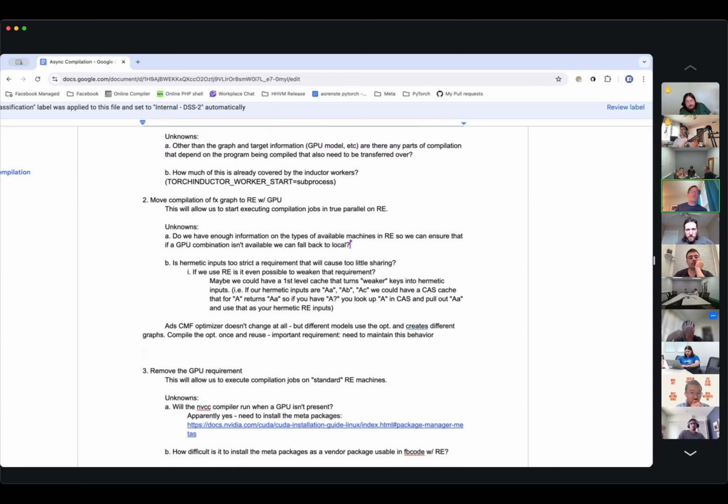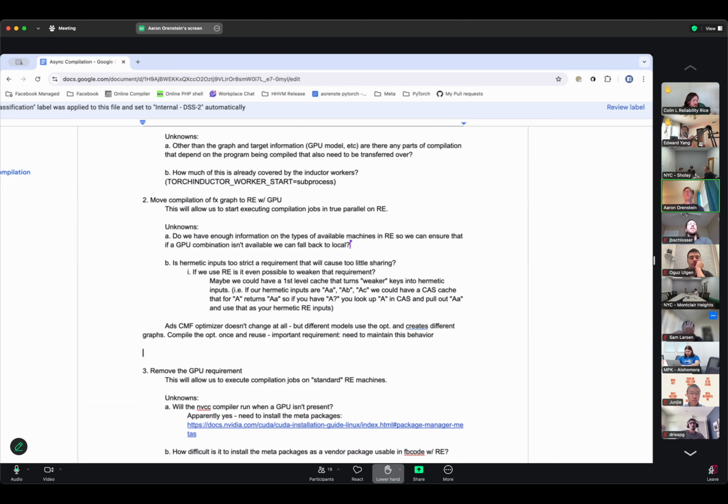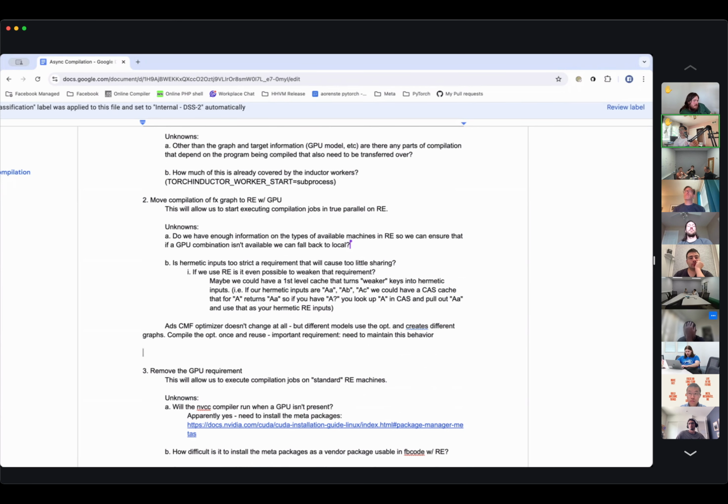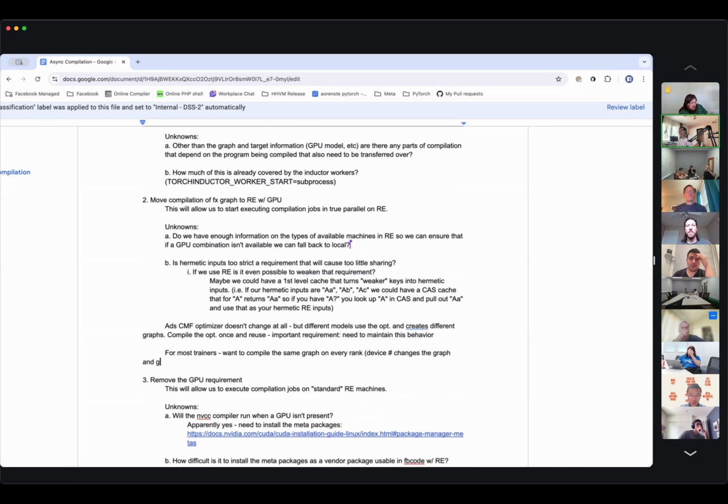Yeah. I actually have an even more basic thing I want to point out, which is that for most trainers that I am looking at, ideally I would like to compile the same graph on every rank, and this does not happen for dumb reasons. Usually it's because they have device 0, device 1, device 2, device 3, and so forth. So they're all different. So I fail to do any sharing across processes on a trainer.